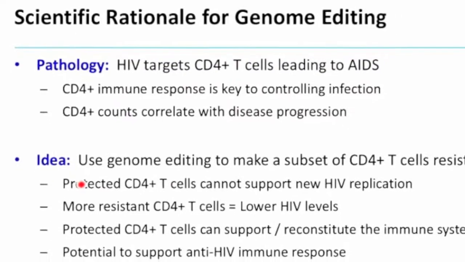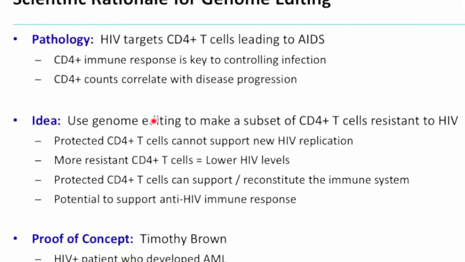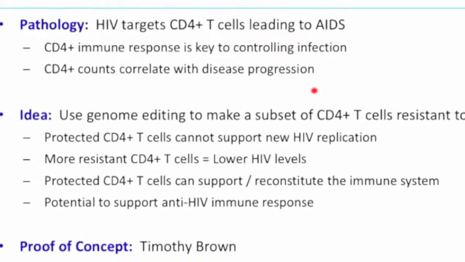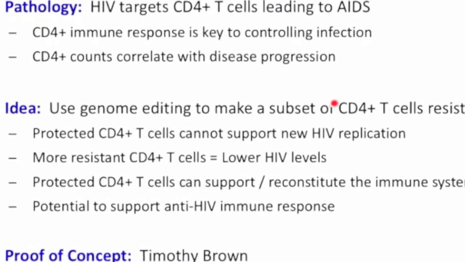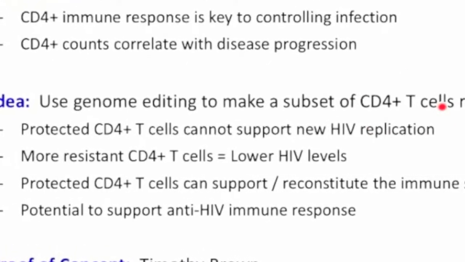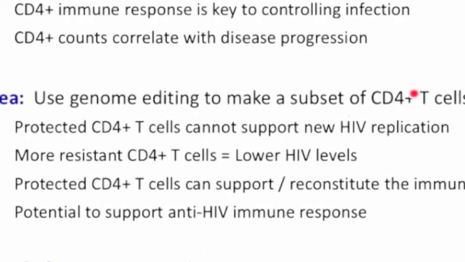So the idea is that we use genome editing to make a subset of CD4 T cells resistant to HIV. And so we don't plan to make the entire CD4 population in the patient resistant, but we plan to make a subset of these cells that are resistant.